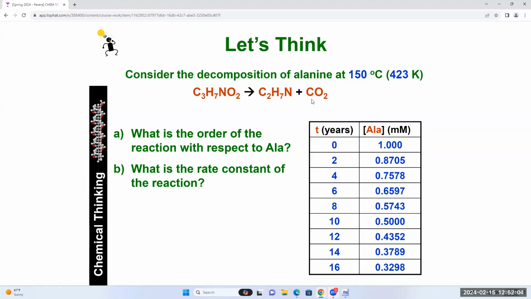All right. Now, what I want you to do is use this data and determine the order with respect to the reactant, which is alanine. ALA means alanine. And then the value for the rate constant. Go ahead. I'll give you 5 minutes in your groups. Take your calculators out from your holsters. Okay. Then have fun with it.